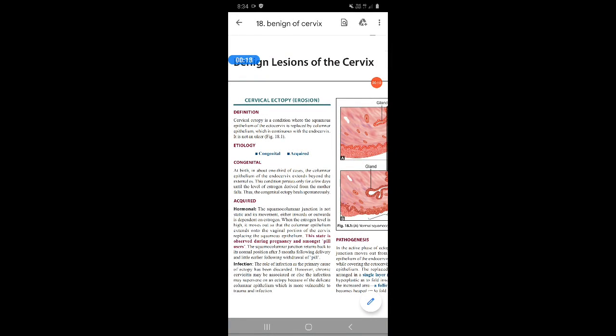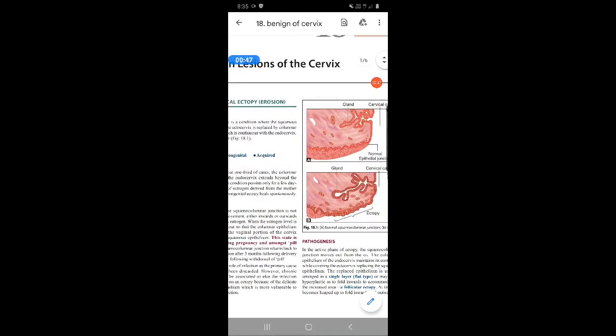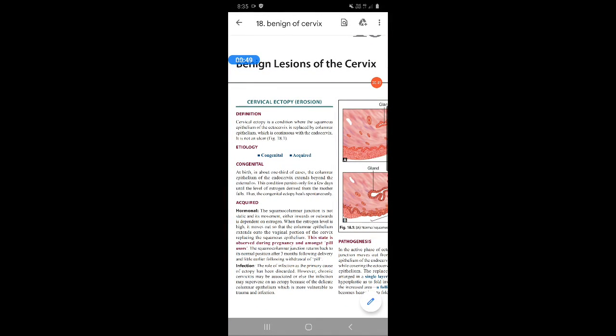The cervix has two components: the ectocervix and the endocervix. The ectocervix is the outermost part of the cervix, and the endocervix is the innermost part, a cylindrical structure. The junction between the ecto and endo is called the squamocolumnar junction, because the ectocervix is covered with squamous epithelium, whereas the endocervix is covered with columnar epithelium. This is very important. You should know the normal SC junction, then only you can understand cervical erosion.